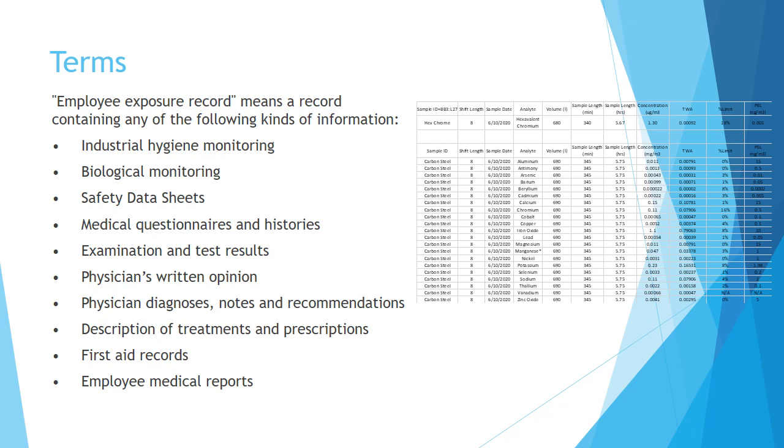Employee exposure record means a record containing any of the following kinds of information: industrial hygiene monitoring, biological monitoring, safety data sheets, medical questionnaires and histories, examination and test results, physician's written opinion, physician diagnoses, notes and recommendations, description of treatments and prescriptions, first aid records, employee medical reports.